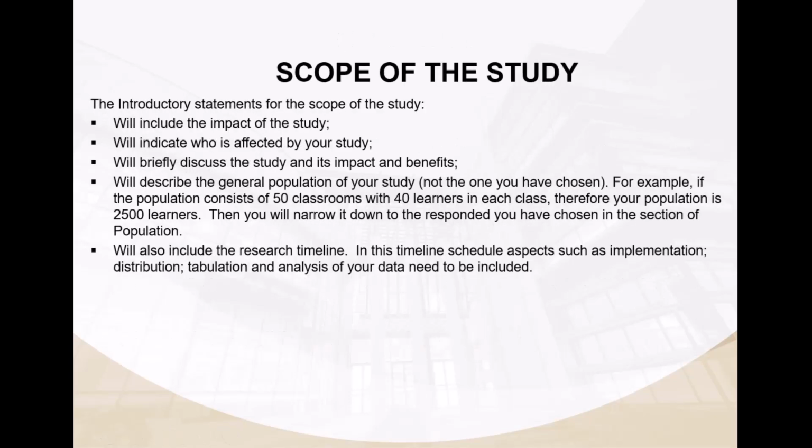We also need to understand the scope of the study. Basically, the introductory statements of the scope of the study should cover some of this aspect. In the scope of your study, you need to include the impact of your study. What impact will this study have in general? And also, you need to include who is going to be affected by your study. That's why we always have the population and the sample. Those are the people who are going to be involved. And if, for example, you are going to conduct this study in certain types of communities, you need also to identify those communities.